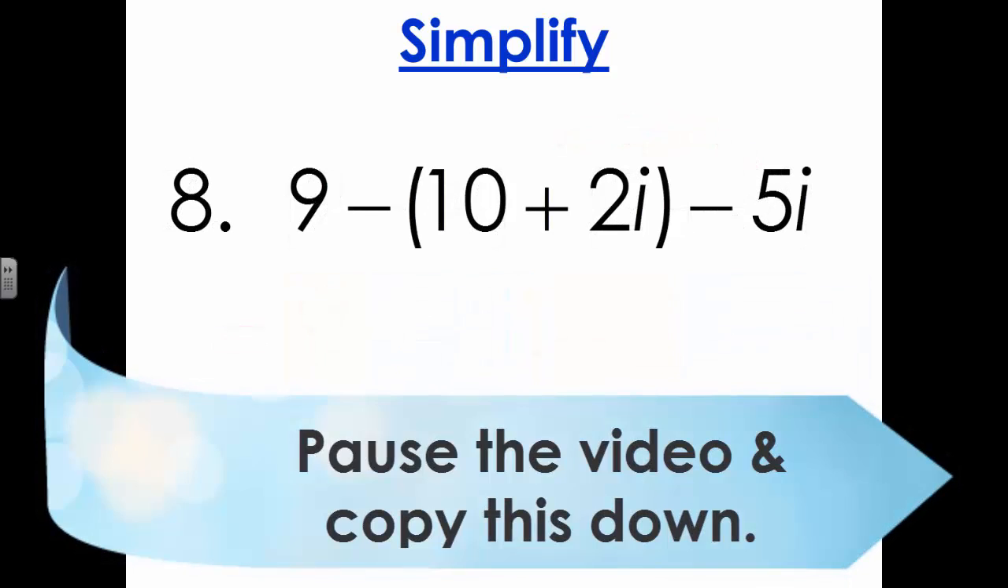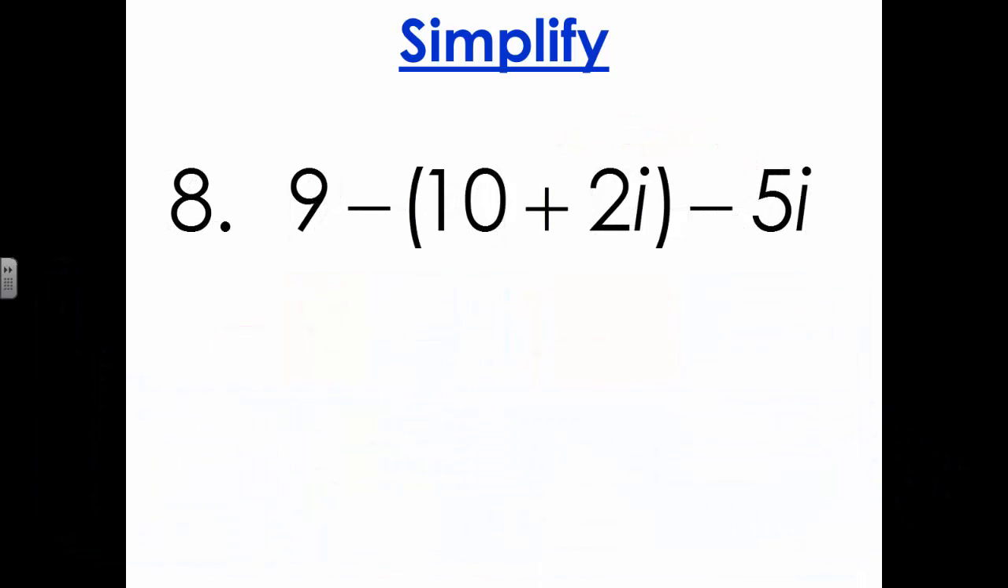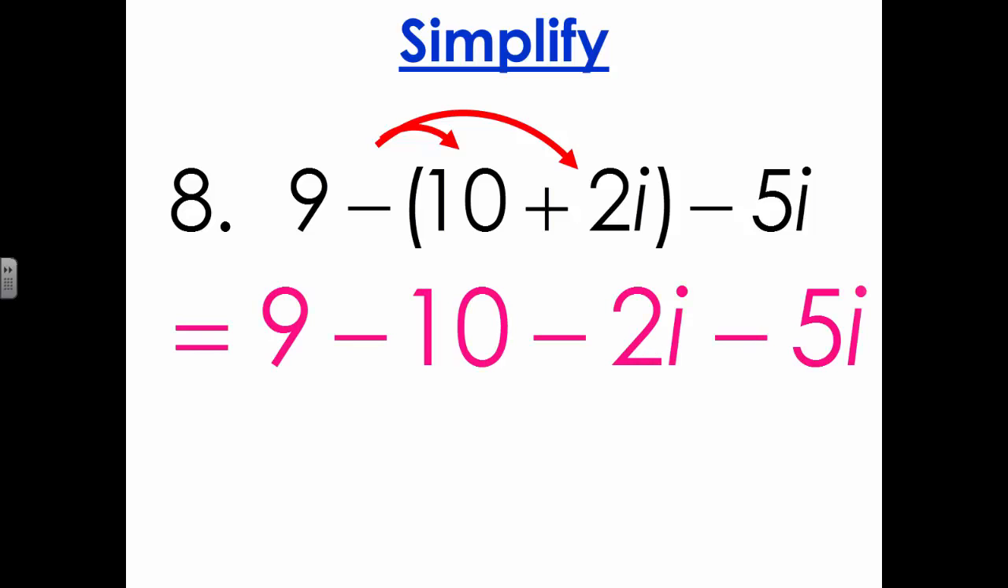Copy this example down. This one you have to work with order of operations. The first thing we need to do is distribute the negative. Nothing happens to the negative 5i. You just bring that straight down. And out front, the 9, nothing happens to it either. Combine your like terms and write your answer in standard form.